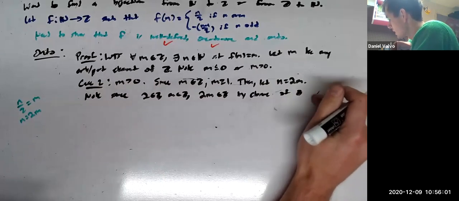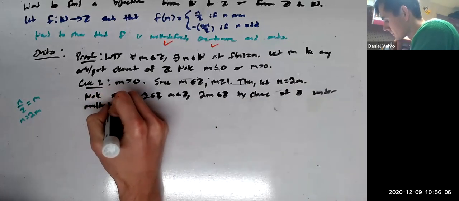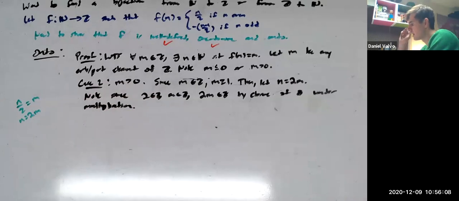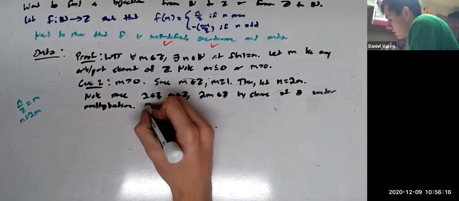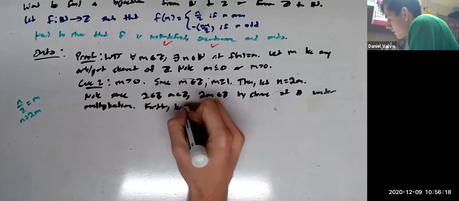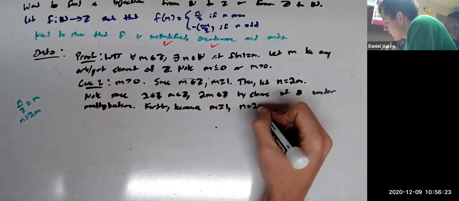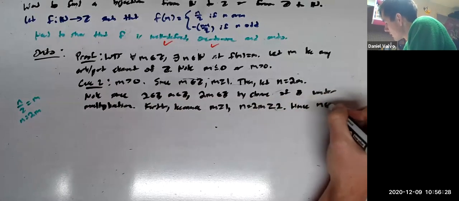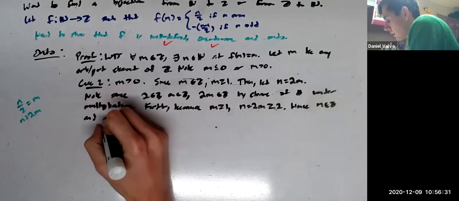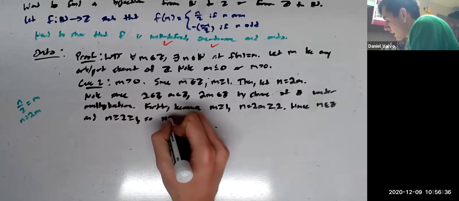under multiplication. By closure of Z under multiplication. Further, because m is greater than or equal to 1, 2m must be greater than or equal to 2. Hence, n is in Z, and n is greater than or equal to 2, which is greater than or equal to 1. So n must be a natural number.